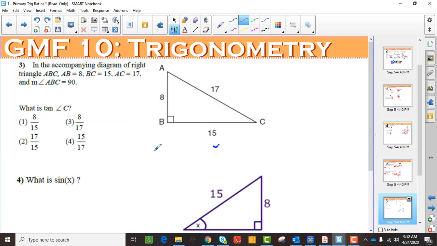Right, now this question says, in the accompanying diagram, what's tangent of C? So here's angle C. Tangent is the TOA part, so that means it's opposite over adjacent. So this side here, you go across, that's the opposite side. And 15 is the adjacent side because this is the hypotenuse, all right? So tangent is going to be opposite, which is 8, over adjacent, which is 15. So the answer is 8 over 15, okay?